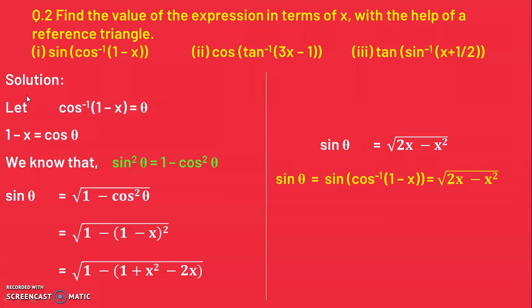So first we let cos theta be 1 minus x, and from the formula sine square theta is equal to 1 minus cos square theta, we found the value for sine theta. We assumed that theta is cos inverse of 1 minus x, so apply this theta value here and you get the expression for sine of cos inverse of 1 minus x. Let's move on to the next subdivision, cos of tan inverse of 3x minus 1.